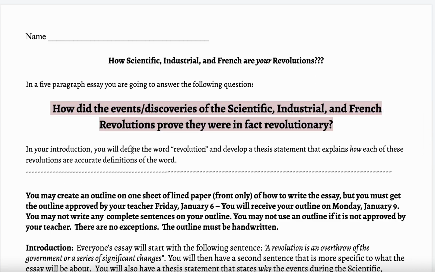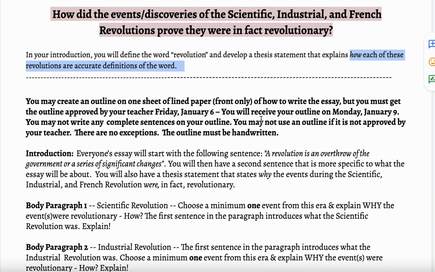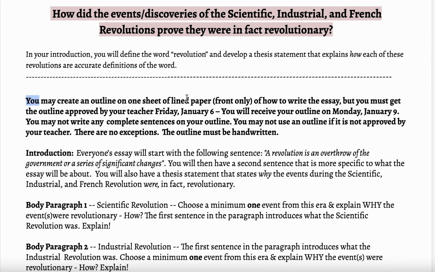In your introduction, you will define the word revolution and develop a thesis that explains how each of these revolutions are an accurate definition of the word. Now, what you're going to do is you're going to create an outline on a sheet of paper. You may only write on the front of the sheet of paper. You're going to write your basic outline. You can bullet point stuff. You can draw a little map, doesn't matter. You may not write incomplete sentences at all.